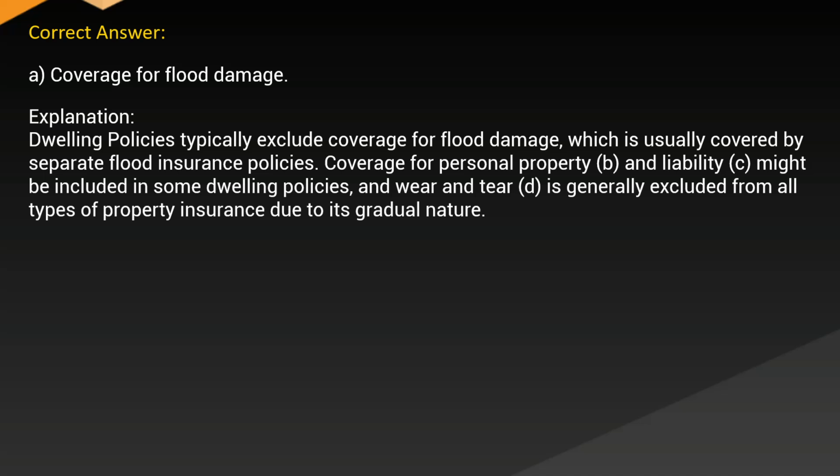Correct answer A. Coverage for flood damage. Explanation. Dwelling policies typically exclude coverage for flood damage, which is usually covered by separate flood insurance policies. Coverage for personal property, B, and liability, C, might be included in some dwelling policies, and wear and tear, D, is generally excluded from all types of property insurance due to its gradual nature.